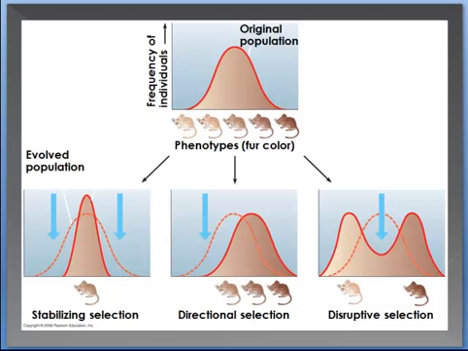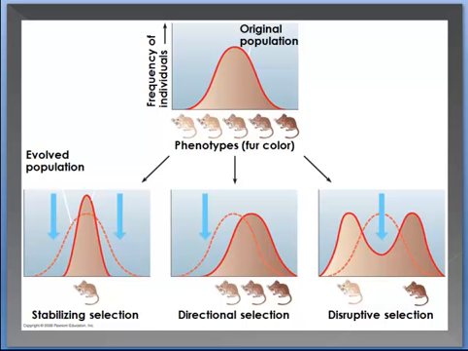So there are three types of selection. There's stabilizing selection, directional selection, and disruptive selection. As we can see at the very top, we have our original population of mice with their varying phenotypes. Here we see light-colored mice, and then intermediately colored mice, and then the darker colored mice. And depending on the type of area in which they live, they will have different types of selection.